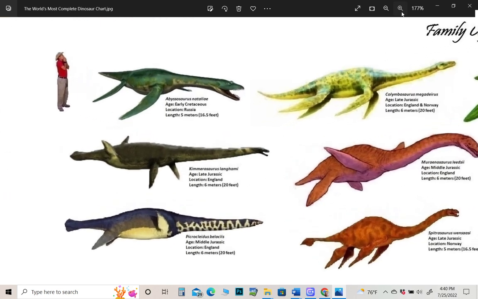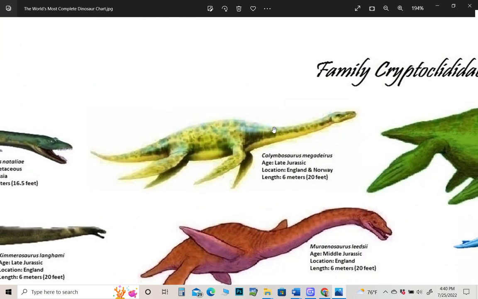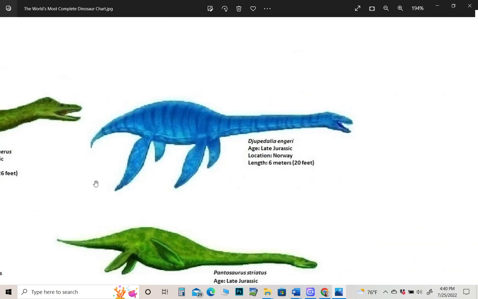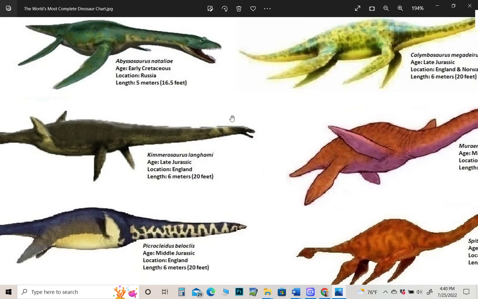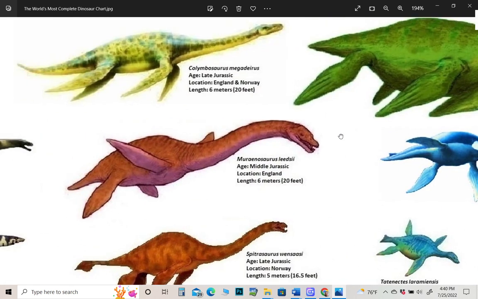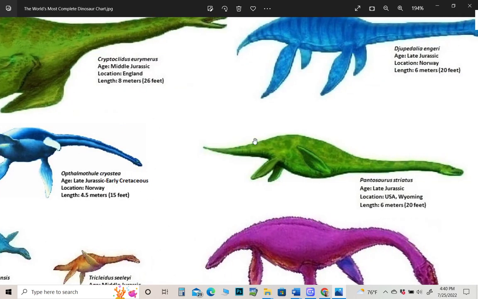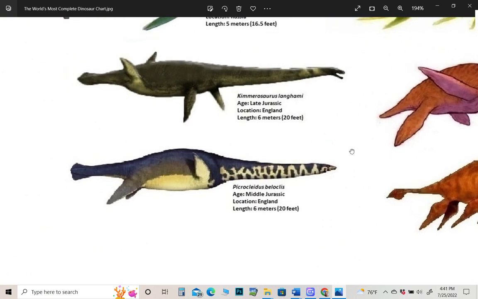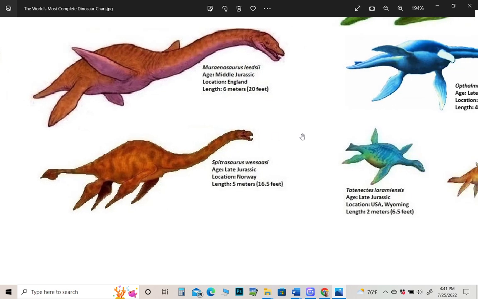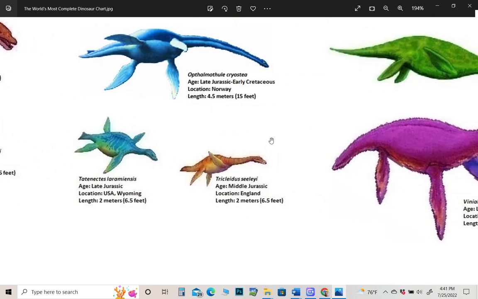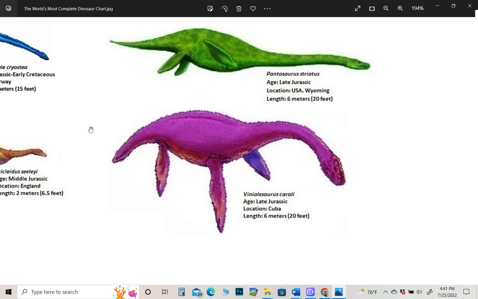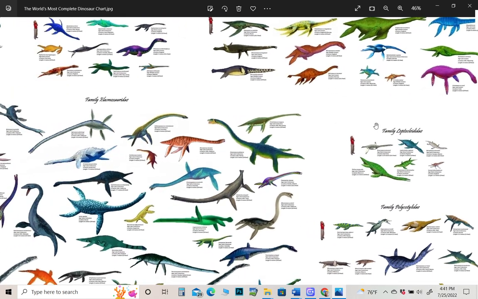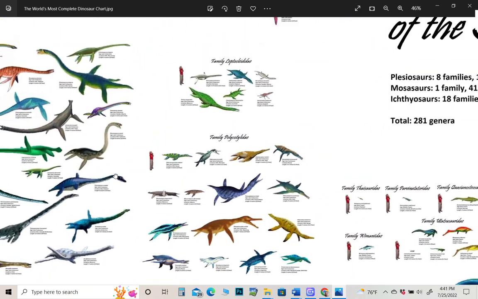and then we have the cryptocleids: Abyssosaurus, Columbosaurus, Cryptocleidos, Jupedalia, Chimerosaurus, Morenosaurus, Ophthalmothuli, Pantosaurus, Picrocleidos, Spitrosaurus, Tetanectes, Tricleidos, Viniellosaurus. All right. We have, okay, I'm going to save the Elasmosaurus for last on this.